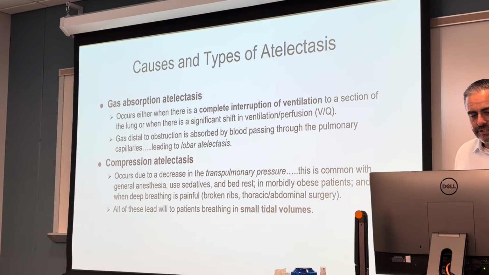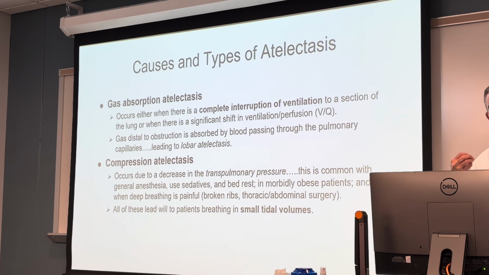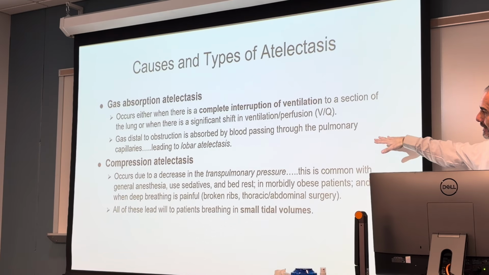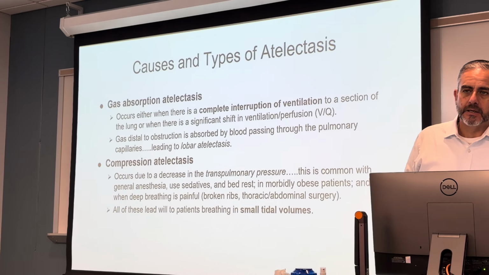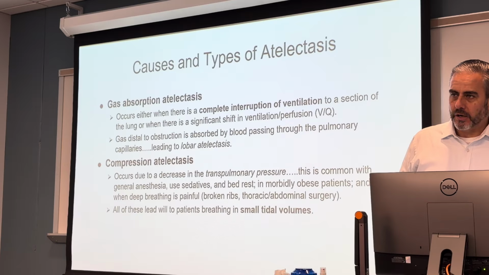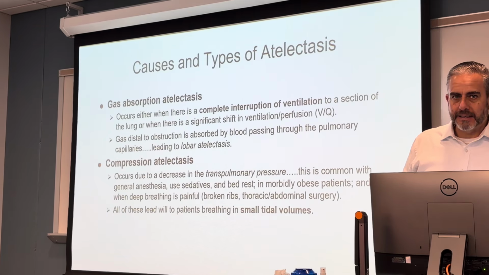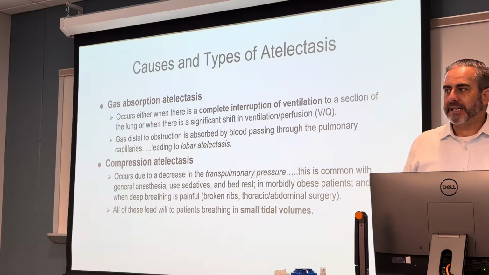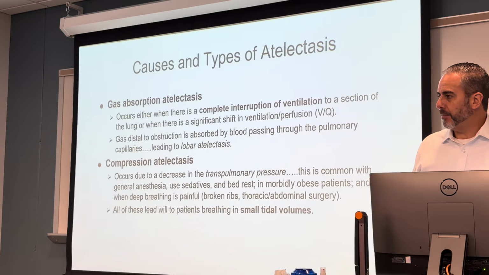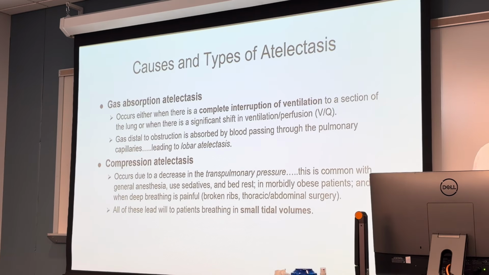Any gas distal ends up being absorbed by the bloodstream. Again, removing the gas that's in the alveoli or in the airway at that time, leading to the term lobar atelectasis. Now, the most common cause for gas absorption atelectasis would be a mucus plug. Mucus obstructing that airway, impeding ventilation to go to that particular section of the lung.